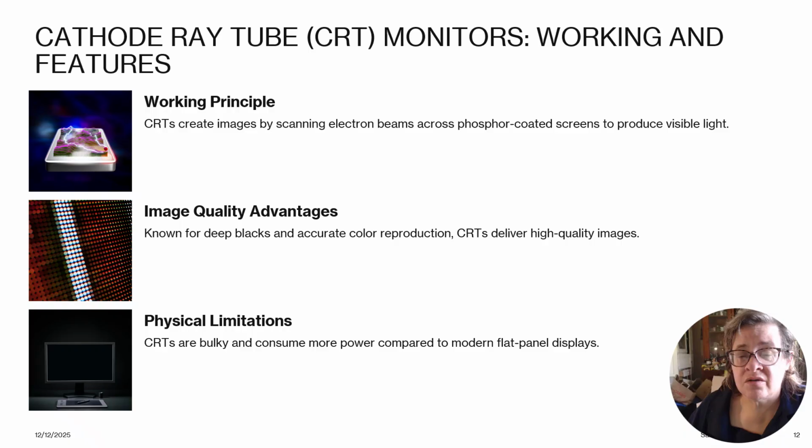CRT, or cathode ray tube, uses electron beams scanning phosphor-coated screens to create images. Known for deep black colours and colour accuracy, but they are bulky and power-hungry compared to modern displays. They certainly are, and a lot of things can go wrong with them, quite honestly.